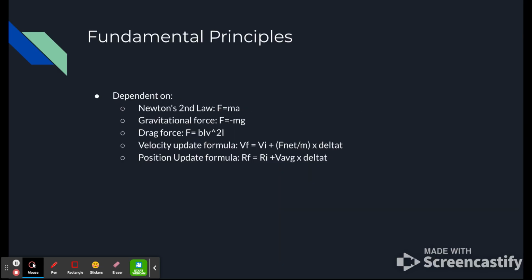The fundamental principles that this lab is largely dependent on are Newton's second law, gravitational force, drag force, the velocity update formula, and the position update formula.